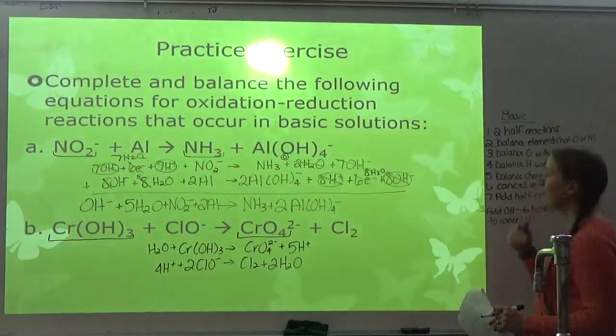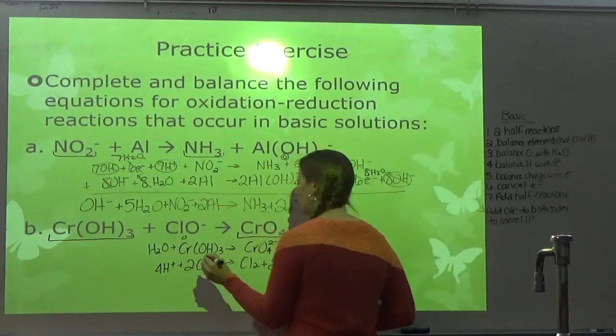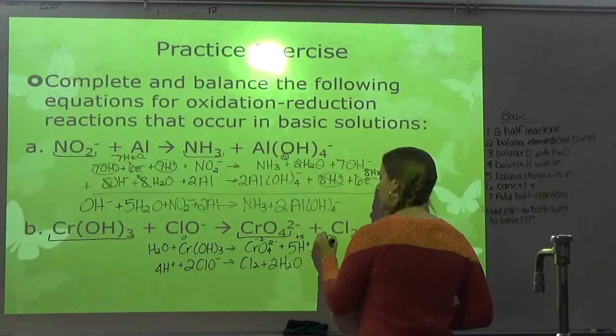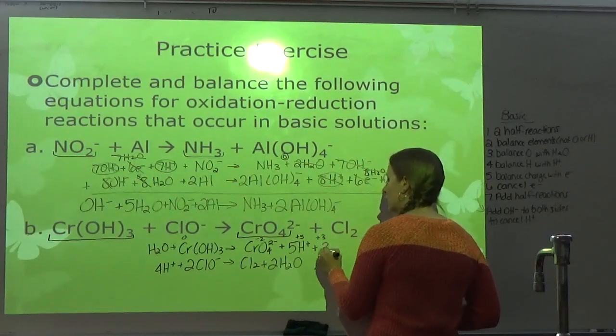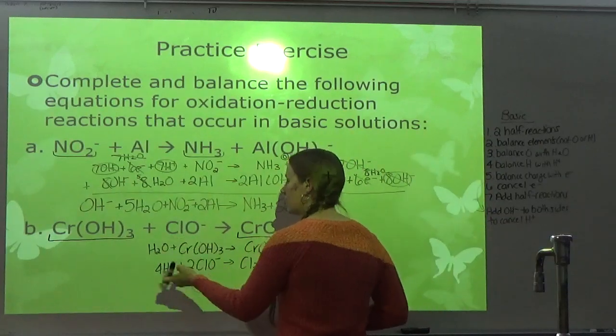Okay, next step is balance my charge with electrons. Okay, so I have neutral, neutral, so this whole side's 0. I got negative 2 and I've got positive 5. So I've got positive 3 on this side. So I need 3 electrons on this side. Okay, so that way this side's neutral like the other.